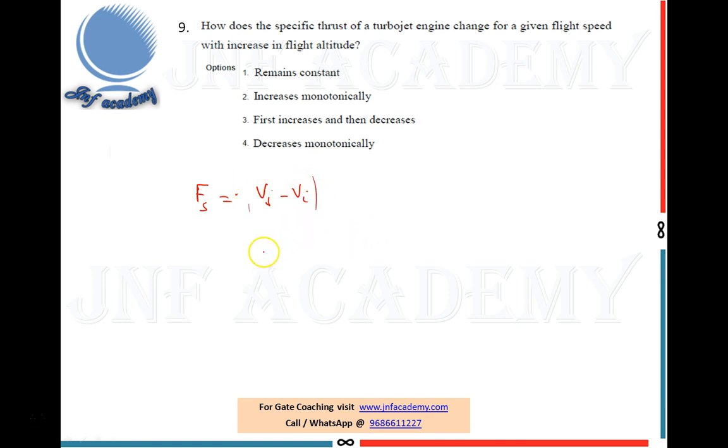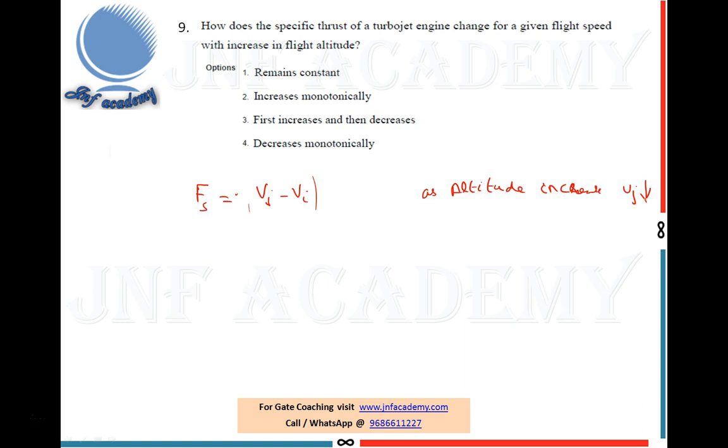If you plot this, for a given flight speed we have to fix Vi, so there is no change in Vi. But as altitude increases, what will happen? Vj will come down, because of less mass flow. As altitude increases, density will come down, so we get a very low mass flow rate.